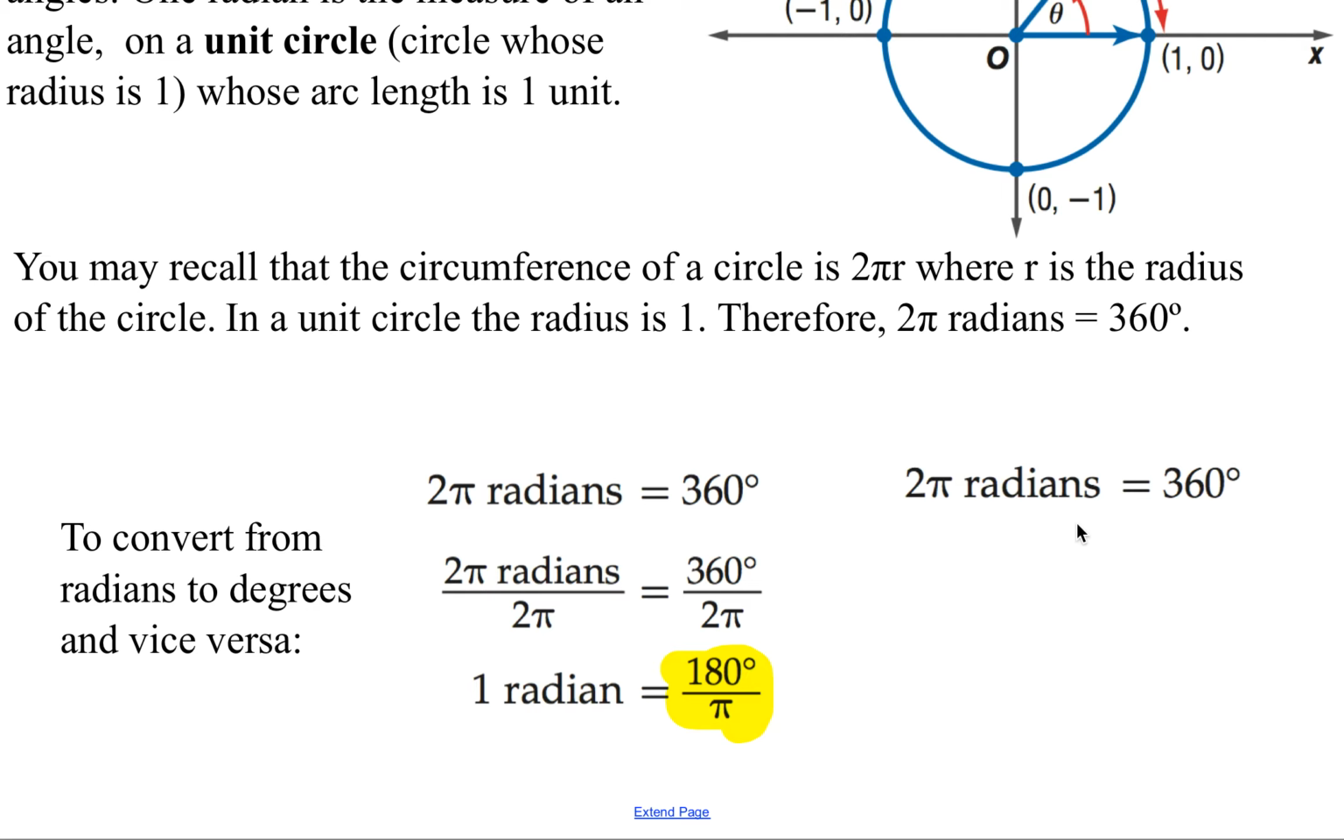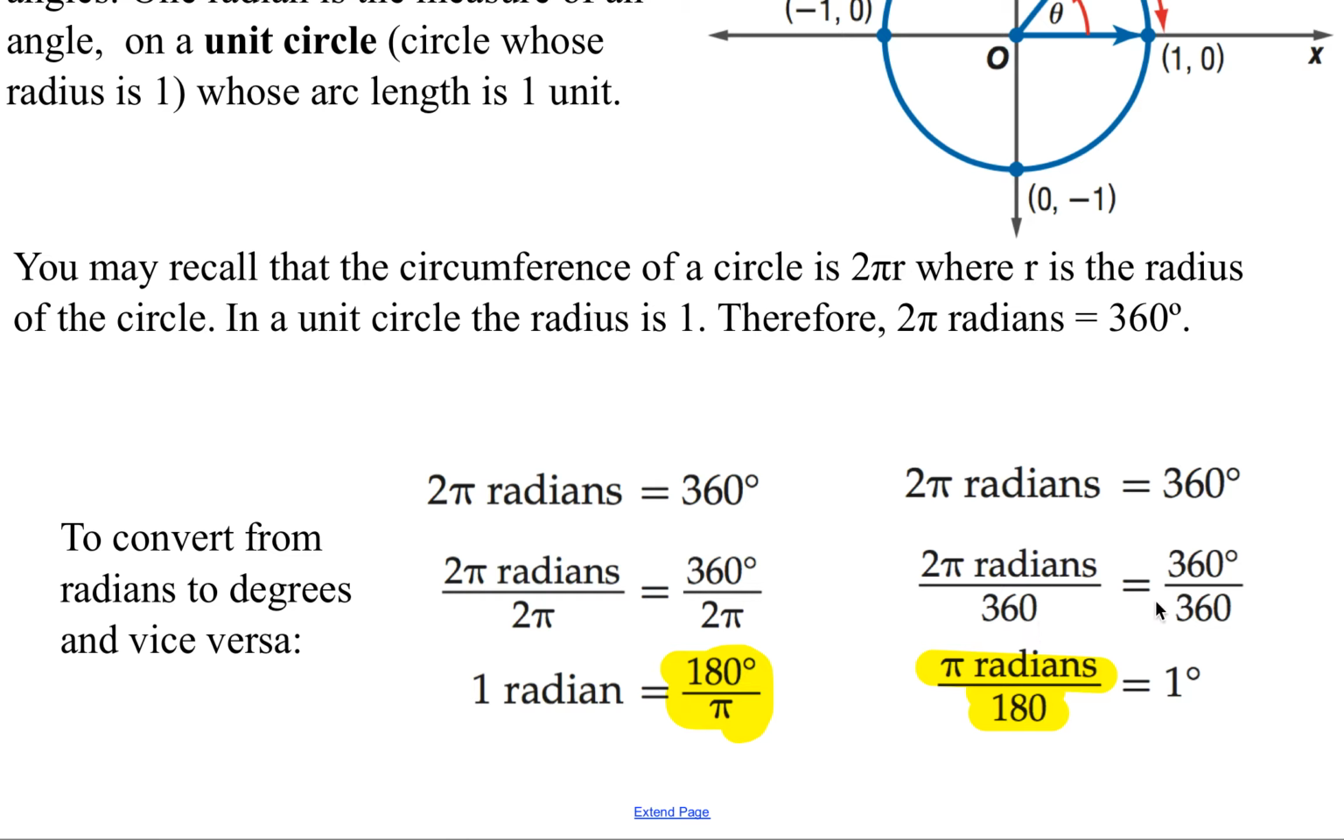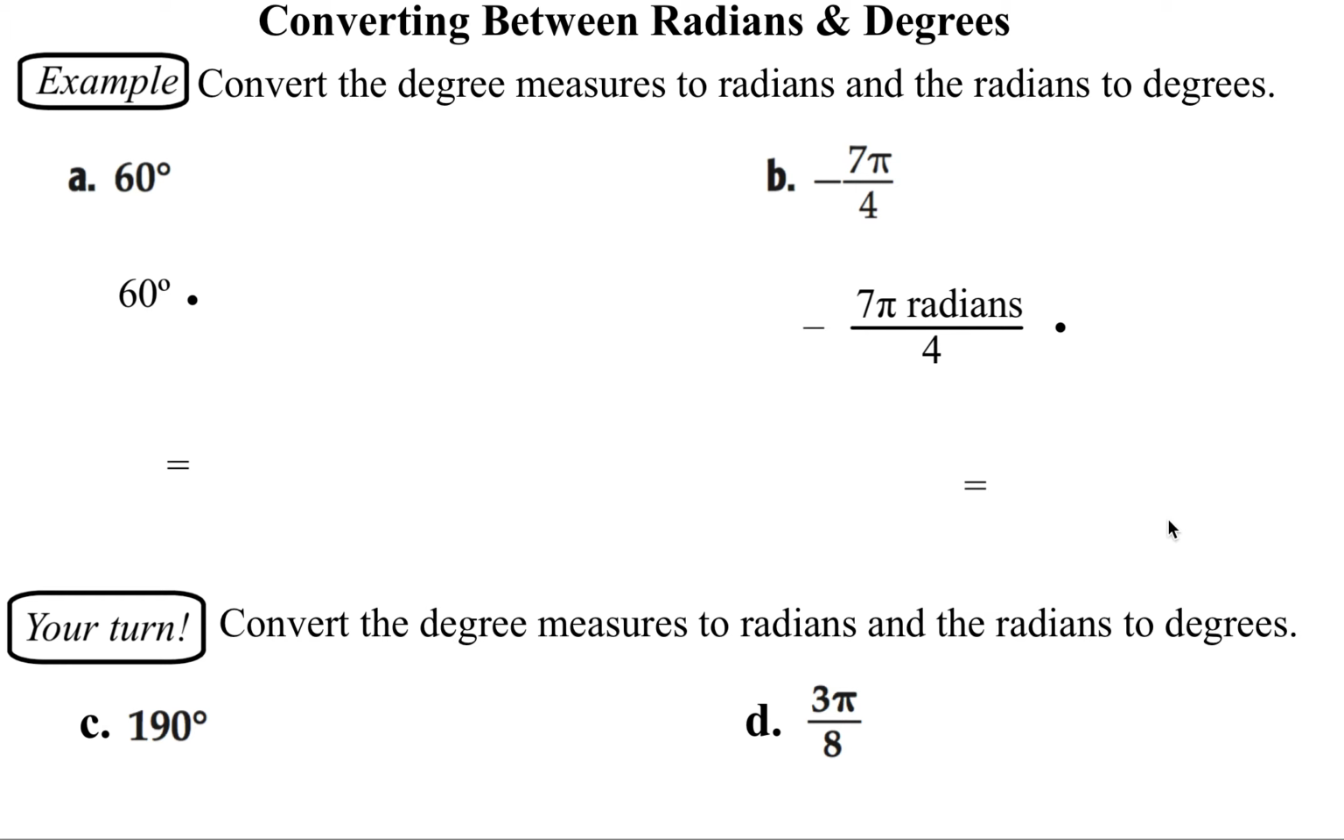If we want to go the other way, we're going to divide by 360 on both sides, and we're going to have pi radians over 180. Pi over 180 is 1 degree. So let's look at how that looks when we put that into practice. So, converting between radians and degrees.